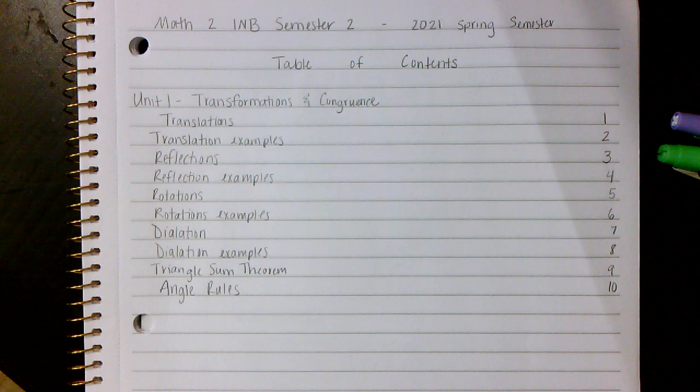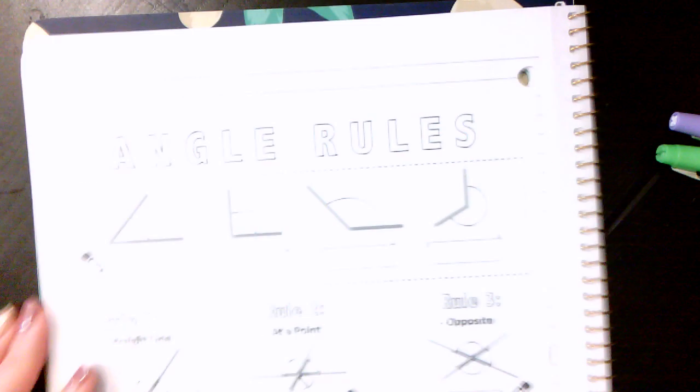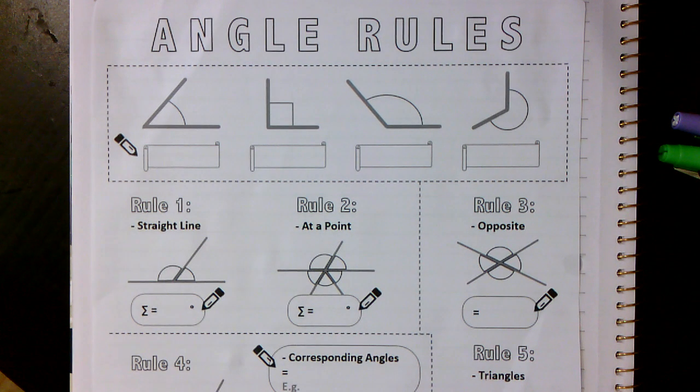So your table of contents should have angle rules as the most recent page in your notebook, and then you're going to go to that page and glue in the notes that were attached for today. I wouldn't necessarily say they're doodle notes, but there's plenty of room on here for you guys to add color, even more color than I have, and add your own thing to these notes. So you're going to fill them in as you go through this video with me.